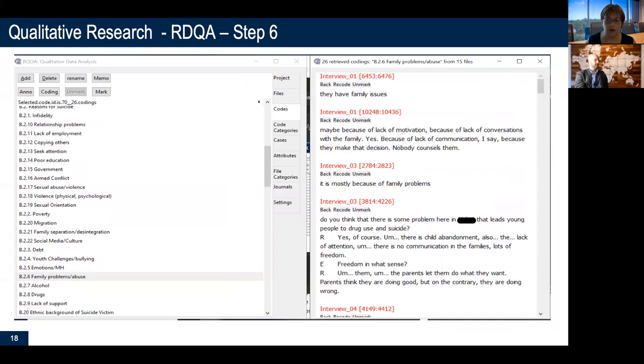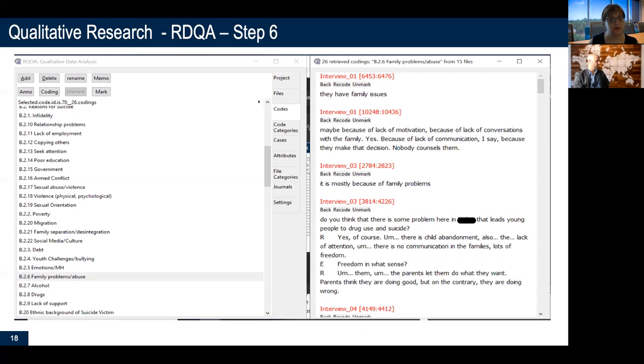RQDA gives you this option of clicking, again, on the left-hand side of the monitor, you have all these categories. You can click any of these categories, and then on the right-hand side, all the quotes that were marked up as such will pop up. On the very top of the page, I clicked category B26, family problems abuse, and it says that we had 26 quotes coded as such from 15 files.